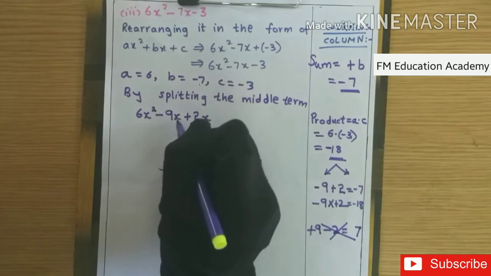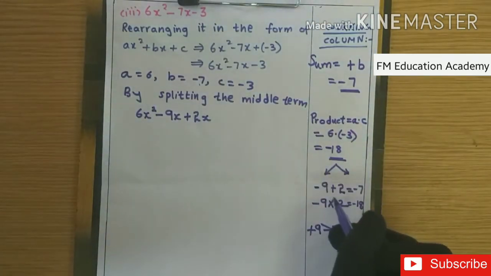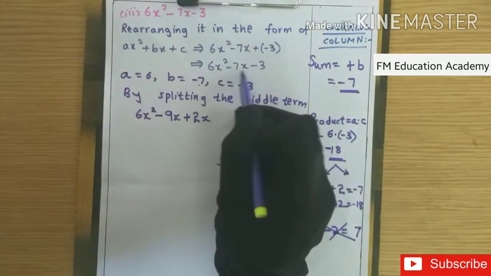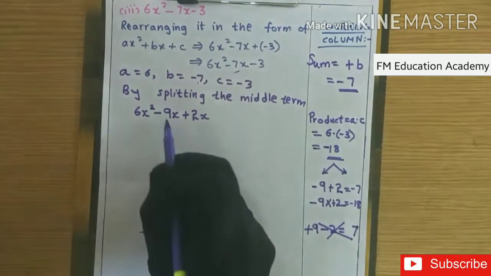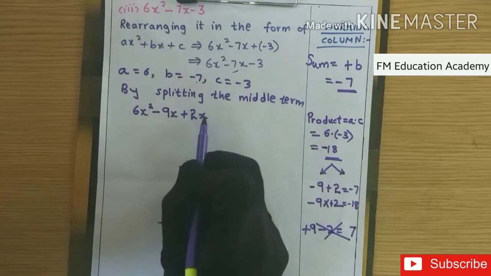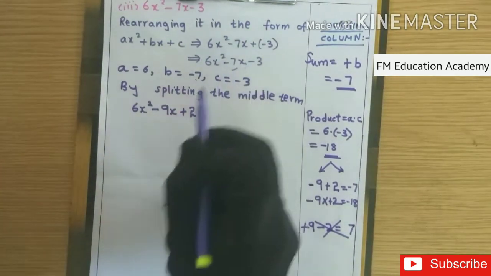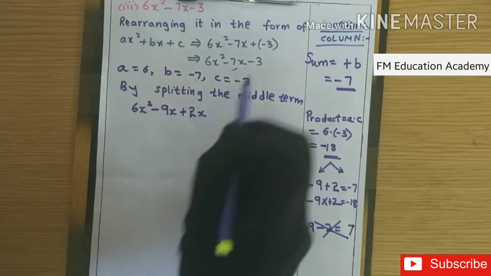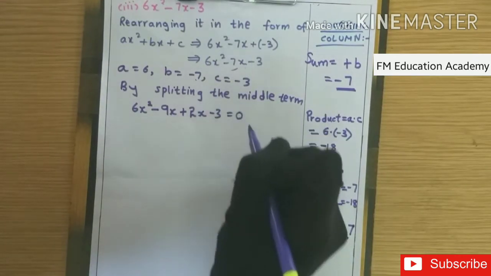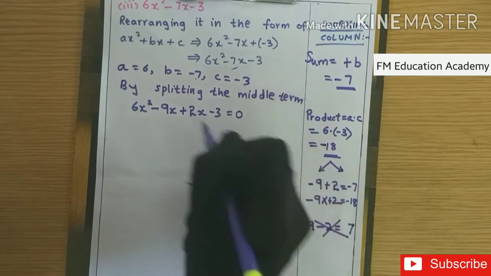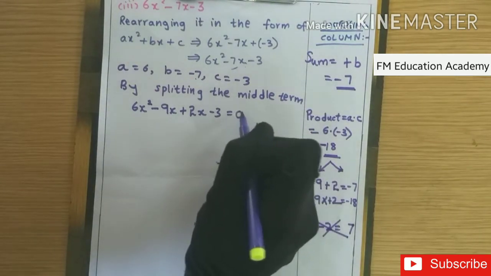Now you may be wondering, why am I writing x and x? I only said minus 9 and plus 2, right? Because whatever is the variable in the middle, that I have to choose. So here I have an x term, so to 9 also I am attaching x, and to 2 also I am attaching x. That is, instead of minus 7x, I am writing minus 9x and plus 2x. And the c term I will copy as it is, minus 3. Now I will equate this to 0, because to find the zeros of a polynomial, always equate the polynomial to 0.